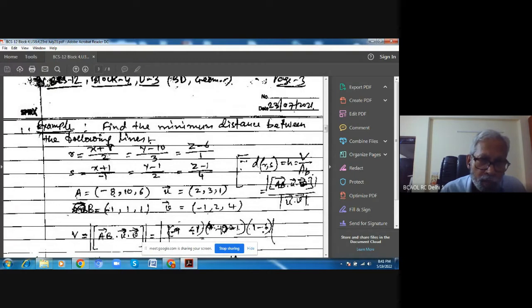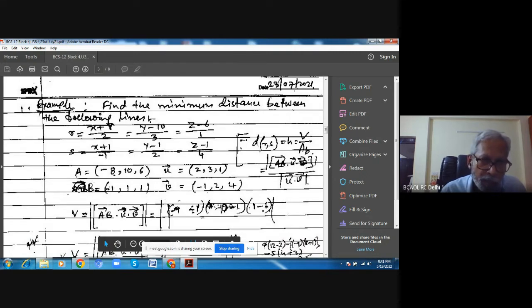This is your A value you are taking, and your u value, as you are taking from 2, 3, 1. Similarly, we take the value of B. So B is equal to, now x plus 1 is equal to 0, so x is equal to minus 1. Here y minus 1 is equal to 0, so y is equal to 1. And z minus 1 is equal to 0, so z is equal to 1. So this value I can get from here.